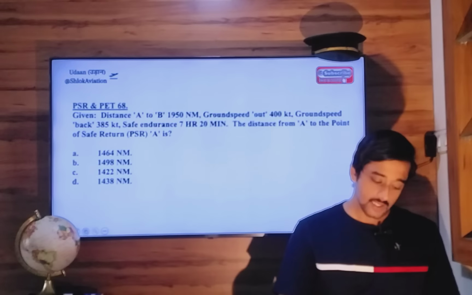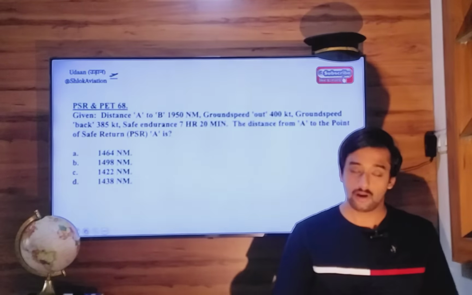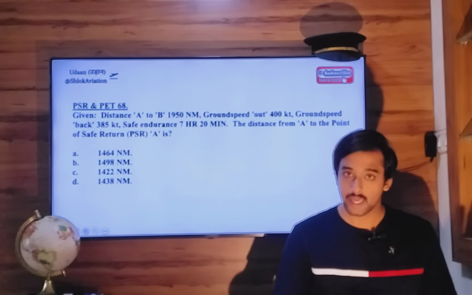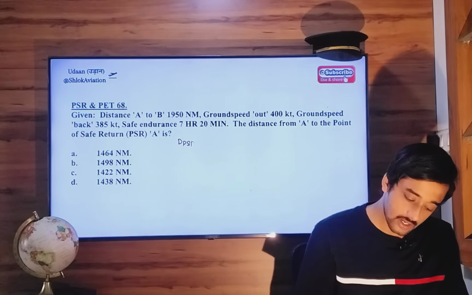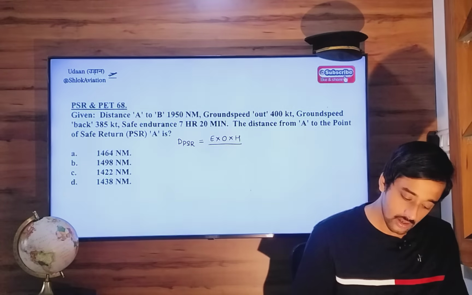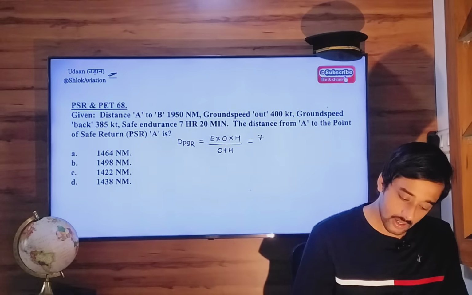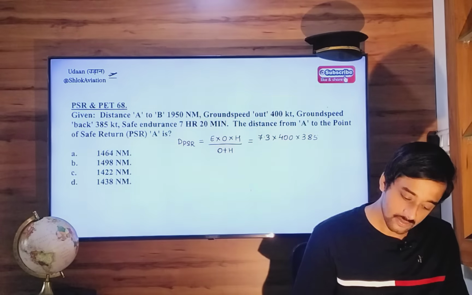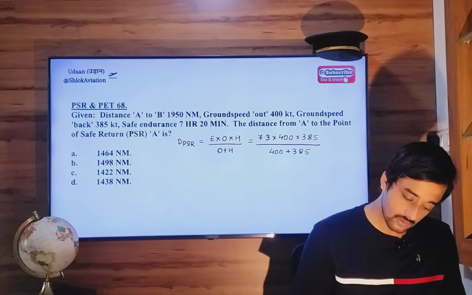68. Distance A to B 1950, outbound speed 400, homebound speed 385, endurance 7 hours 20 minutes. What is the distance from point A to the point of safe return? So distance to the point of safe return is endurance into outbound into homebound divided by outbound plus homebound. So endurance is 7.3 into 400 into 385 divided by 400 plus 385.